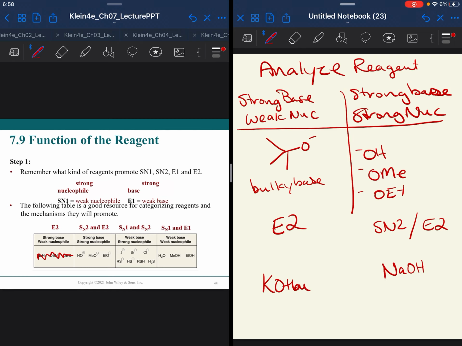Sodium hydroxide is often used. But remember, when you see that sodium, it's this hydroxide ion that's doing the work. The metal ion is just there as the counter ion. Same if you see potassium methoxide, right? You're just wanting that methoxide ion. All right, so we have our strong base, strong nucleophile.